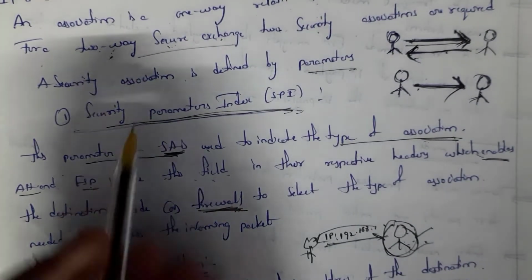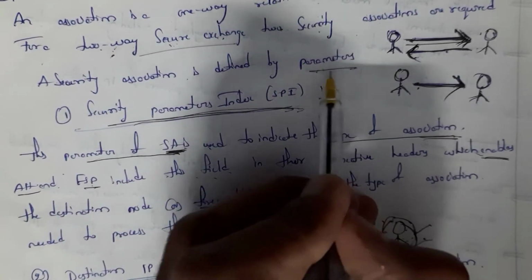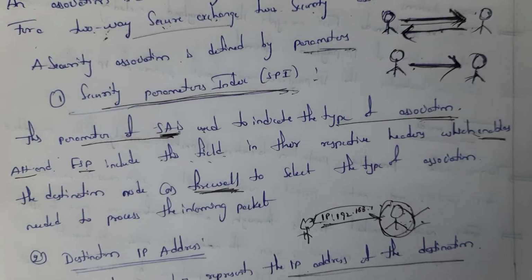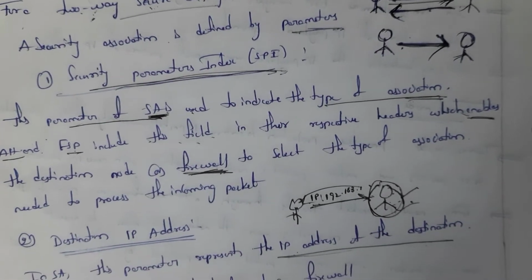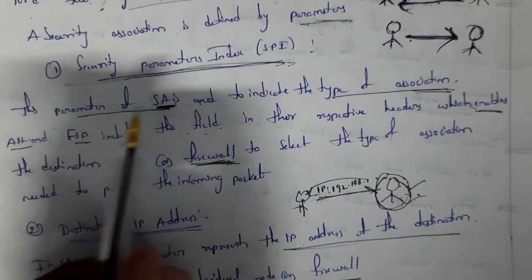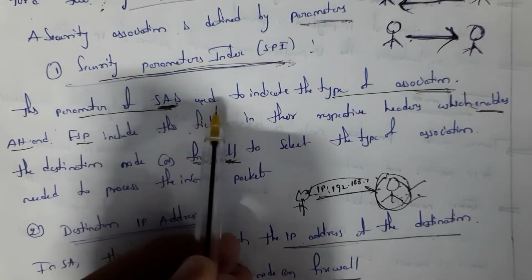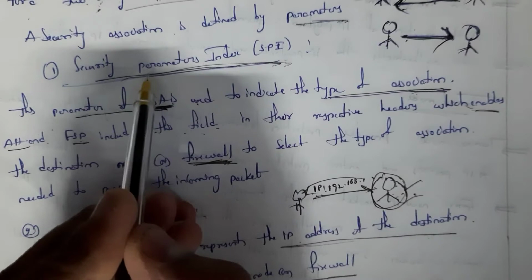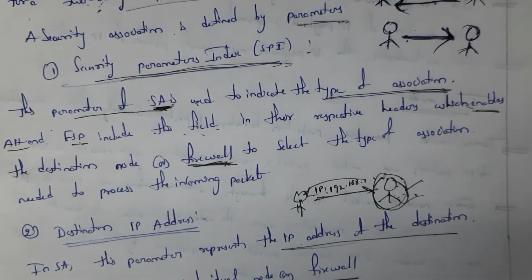See, these security associations are defined by parameters. First we see what is the security parameter index. This parameter of a security association is used to indicate the type of association. What type of association that particular person is using is set by the security parameter index.